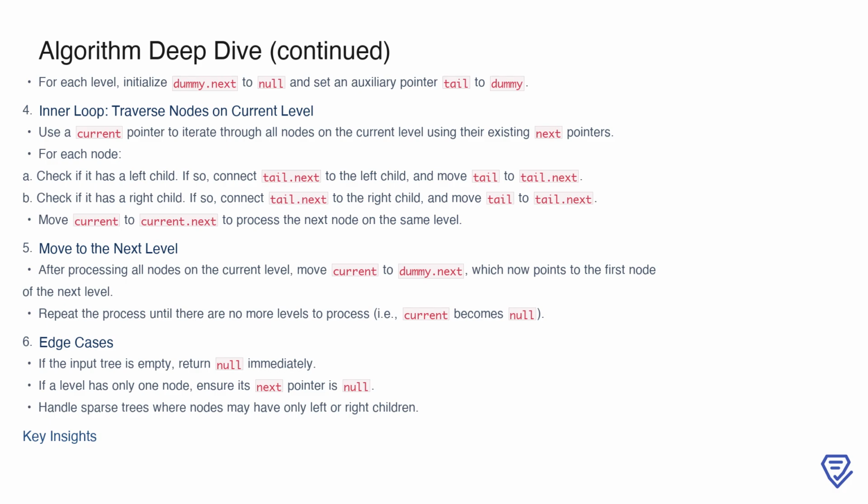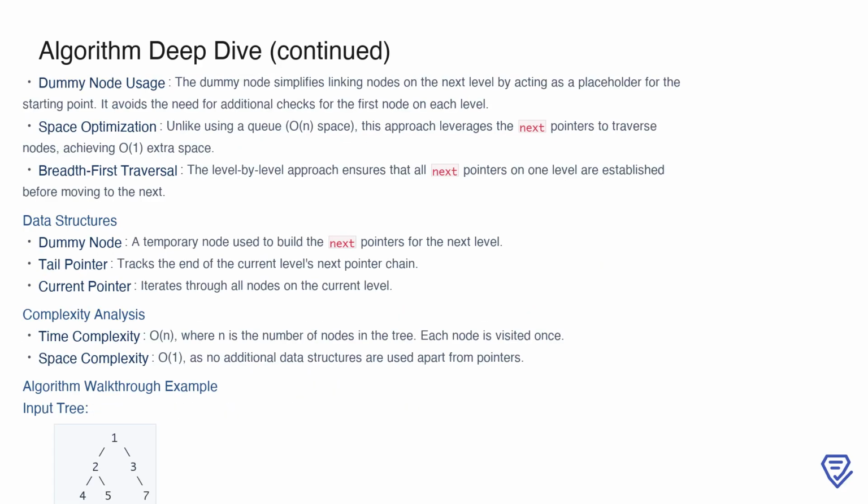Special cases include an empty tree, where we return null immediately, and sparse levels where some nodes may have only one child or none at all. The dummy node plays a crucial role in simplifying the linking process. By acting as a placeholder for the beginning of the next level, it eliminates the need for additional checks to determine the first node on each level. This approach also optimizes space usage compared to a traditional queue-based level order traversal. Instead of using O(n) space for a queue, we leverage the next pointers to traverse the tree, achieving O(1) extra space.